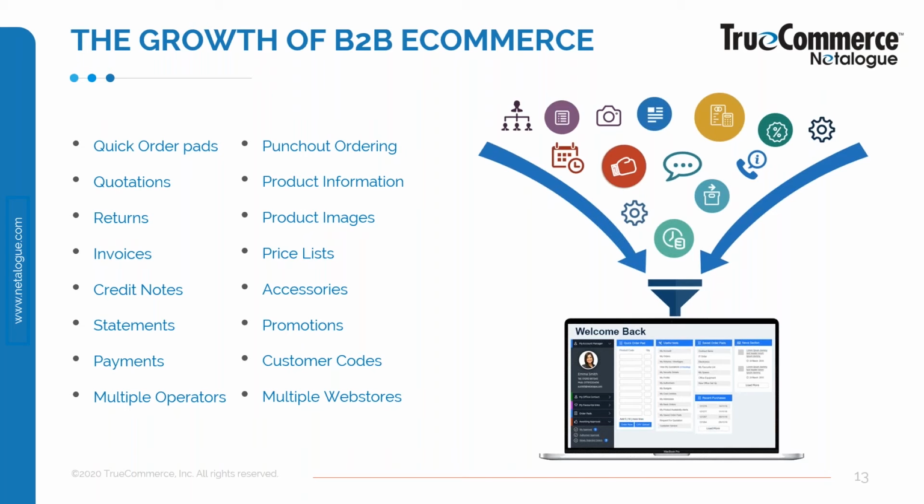Punch out will be something some of you will be familiar with, others maybe not so, but that's where clients will order through large procurement solutions such as SAP Ariba or Coupa, and we can facilitate that through Catalogue or direct using the TrueCommerce tools.